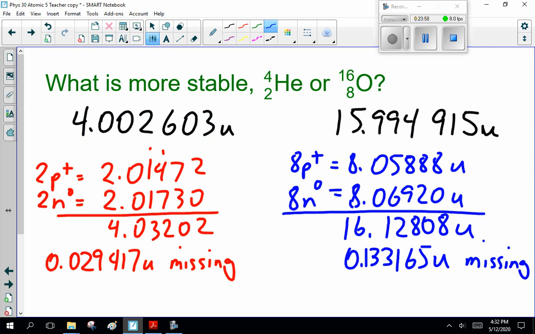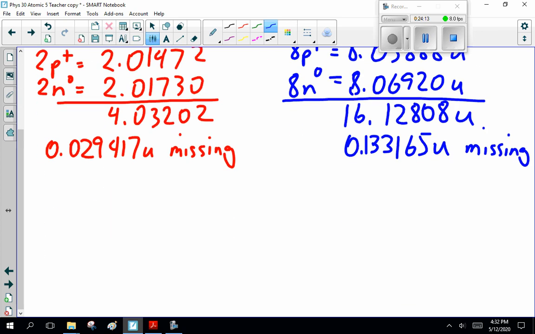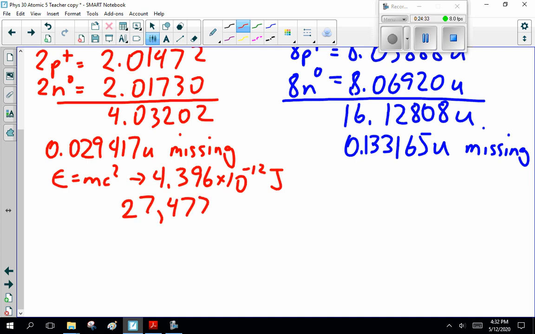Now, here we have to convert this to energy, E equals mc squared, and of course I'm running out of space here, so I'm going to skip a couple steps. I shouldn't do that, but you guys are sharp. So, this amount of energy, E equals mc squared, I get 4.396 times 10 to the minus 12 joules, which is 27,477,000 and something electron volts. Yes, it goes on to more decimal places than that. I don't care.